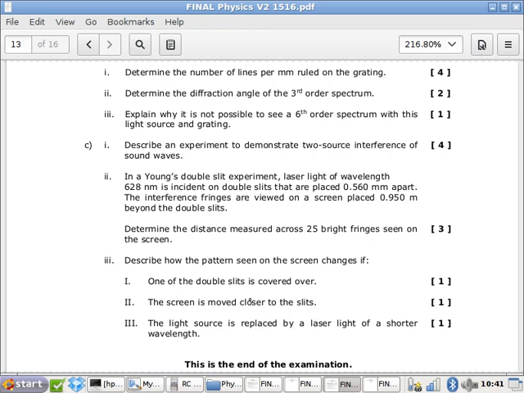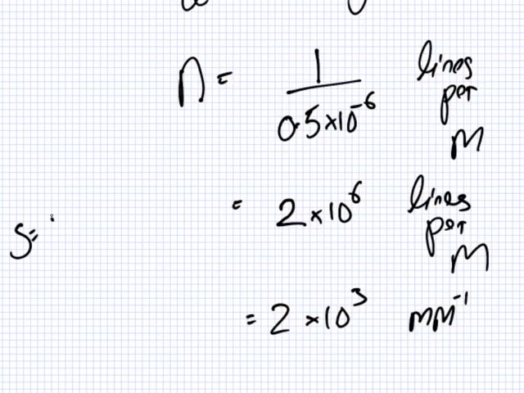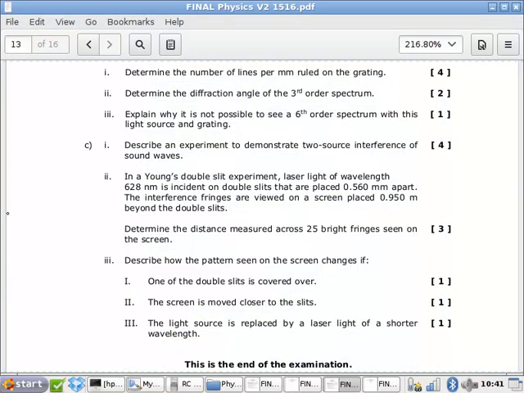The screen is moved closer to the slits. What happens to the fringe pattern? The D is getting smaller, so the fringes get closer together. Because remember the formula: S equals lambda D over d. If D is decreasing, then S is decreasing. So the distance between the bright spots reduces.